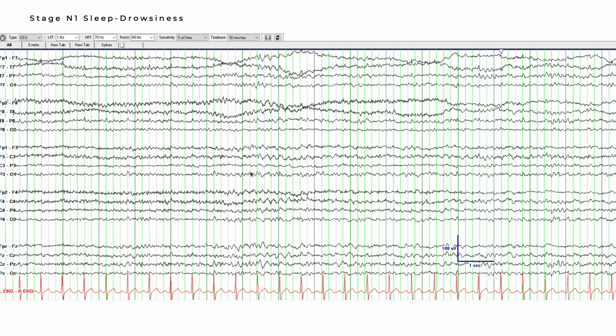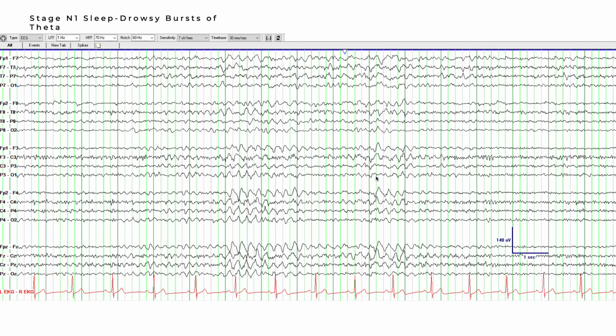You may also start to see the background slowing, getting more theta frequencies, moving from an alpha to a theta predominant background, and you start to see a shift of the amplitude more towards these anterior electrodes than when you're awake. And these are all features of drowsiness.